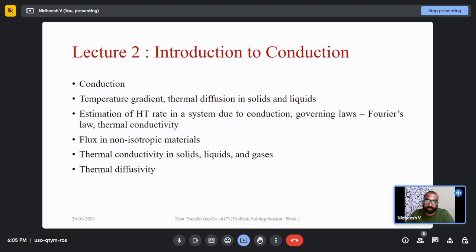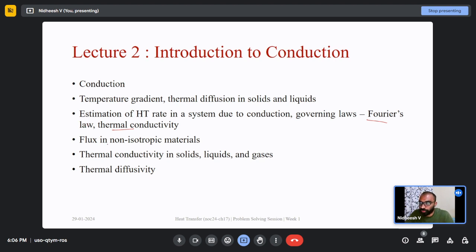quantifying this conduction heat transfer, that is Fourier's law. And we introduced a term called thermal conductivity, which is the constant relating the heat flux or heat transfer rate with the thermal gradient in all the materials. These are material properties, and they also depend on different conditions like temperature and pressure.